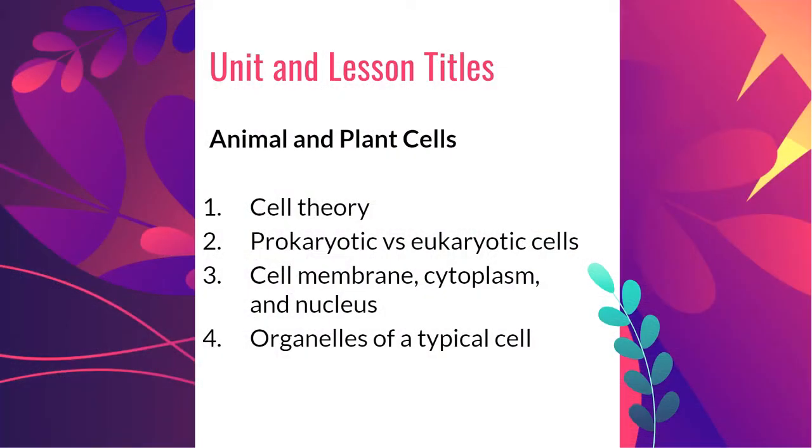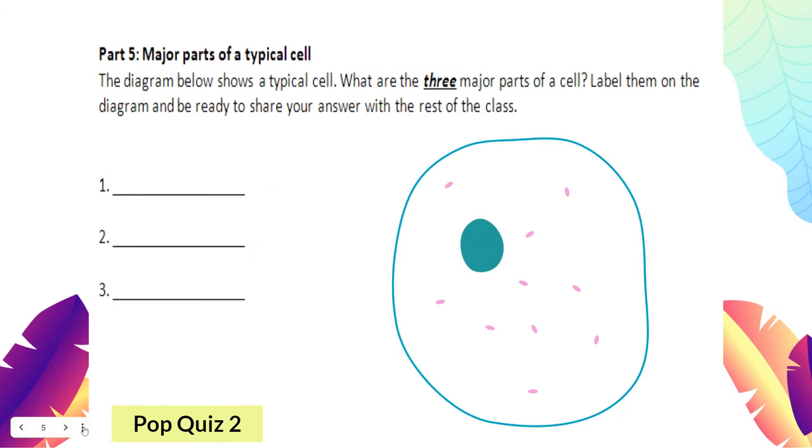These are the unit and lesson titles for this video playlist, and in this video, we are going to focus on cell membrane, cytoplasm, and nucleus. So what are the parts of a typical cell? A typical cell has three major parts. The first one would be the cell membrane. The cell membrane is a semi-permeable membrane that protects the boundaries of the cell, separating it from the world around it. So that's the first major part.